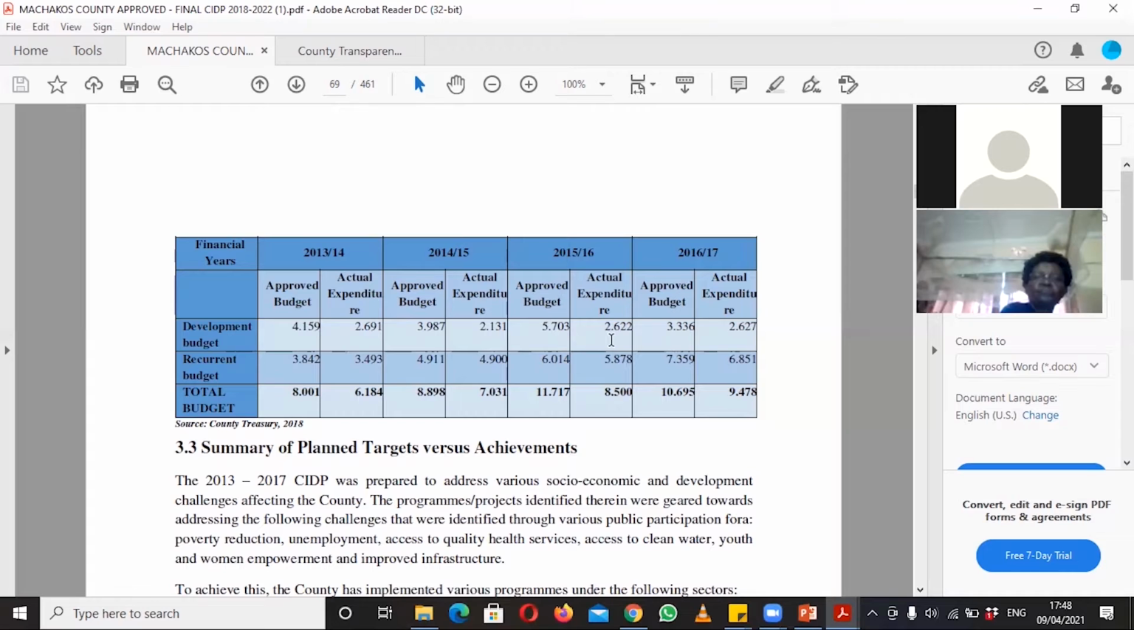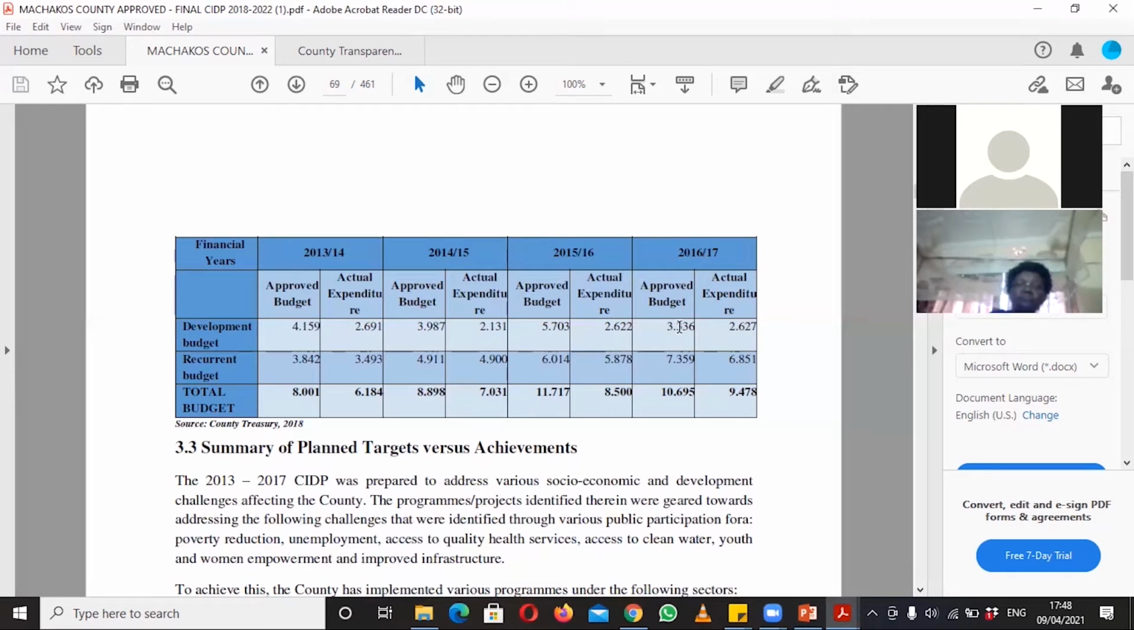And with regards to the recurrent budget, in that financial year they had an approved budget of 6 billion, but the actual expenditure was 5.8 billion. So they had approved 11.7 billion, but they only utilized 8.5. Even with 2016, 2017, the approved development budget was 3.36 billion, but they only used 2.6 billion.